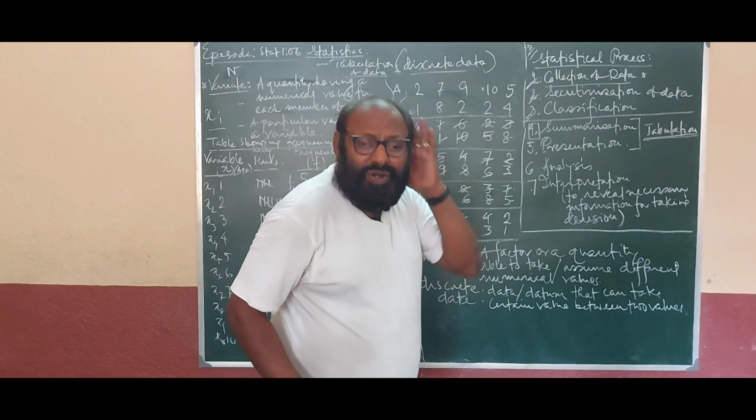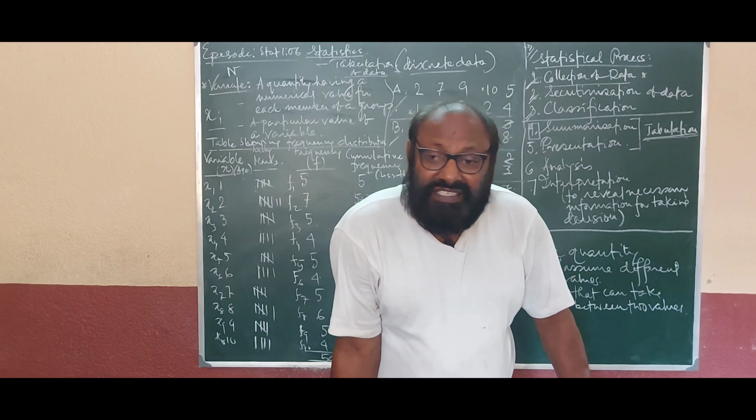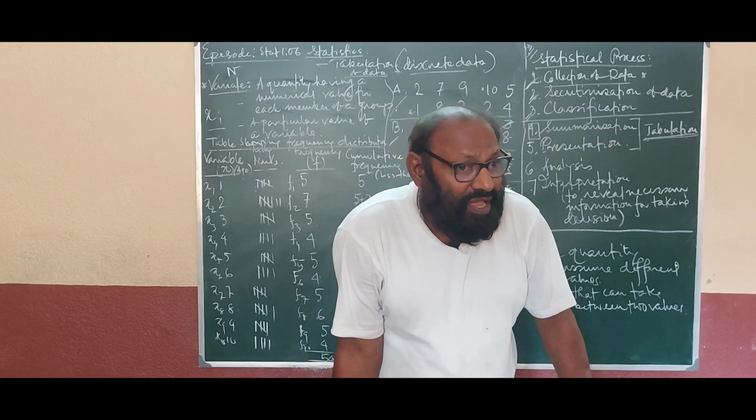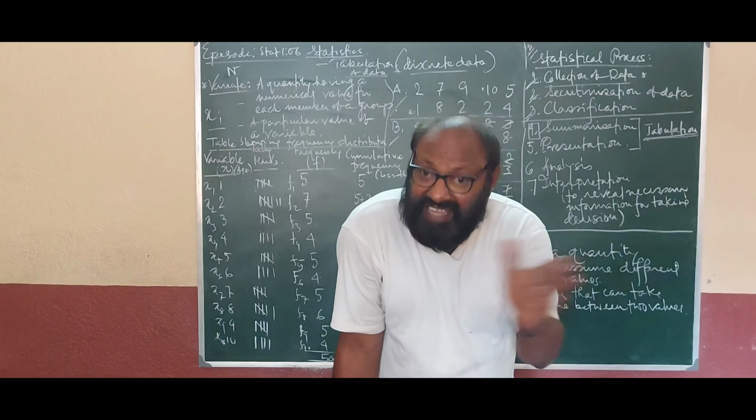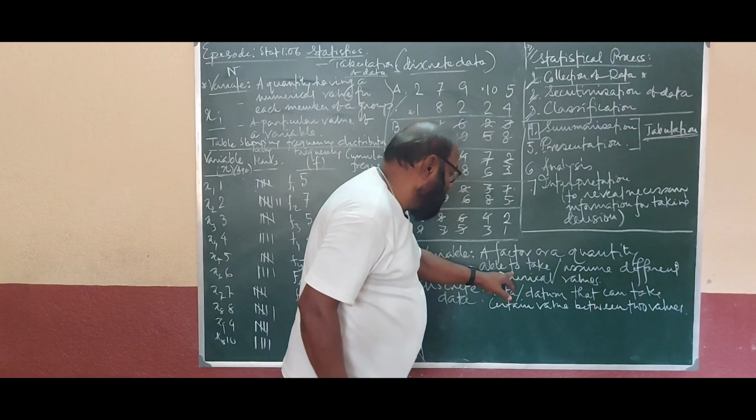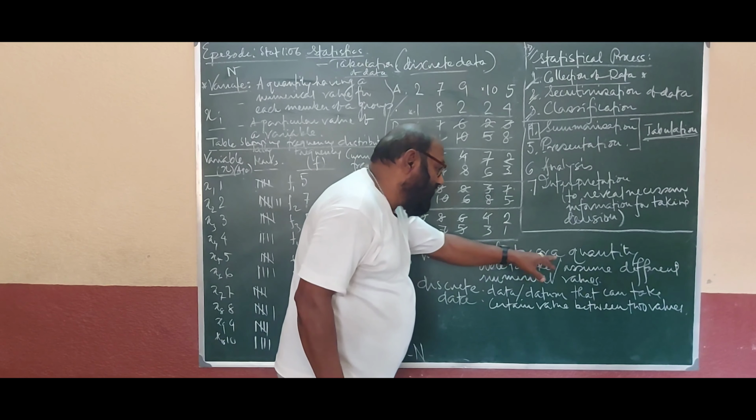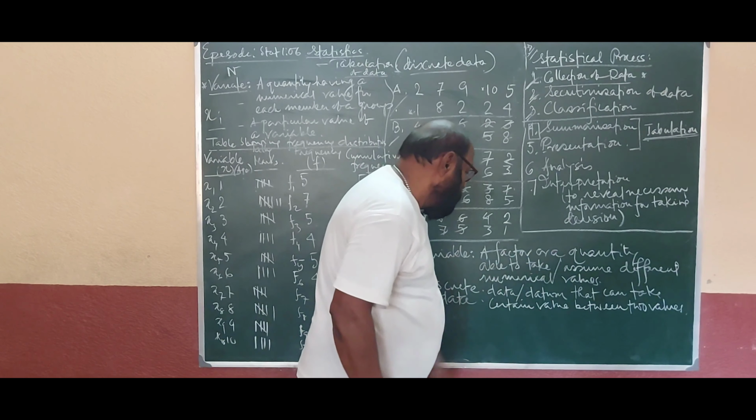What are the different columns? Number one, in the first part we write the observation. The observation is designated as X, because it is not a constant. What I have told you is that in statistical analysis all the constant quantities are designated as 1, 2, A, B, C, D, and the quantity that changes its value is known as a variable. So what is a variable? A variable is a factor or a quantity able to take or assume different numerical values.